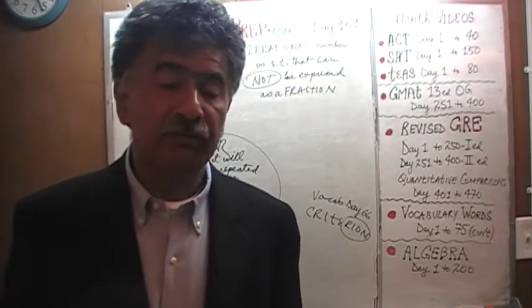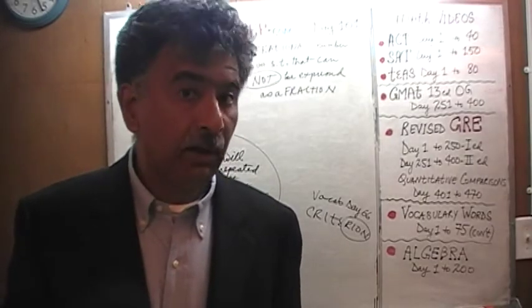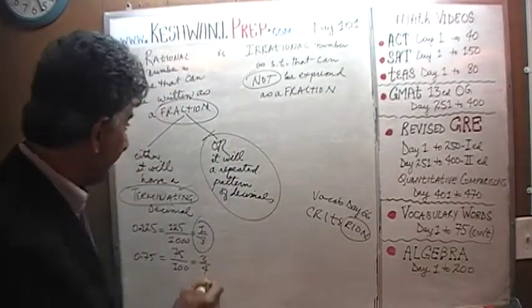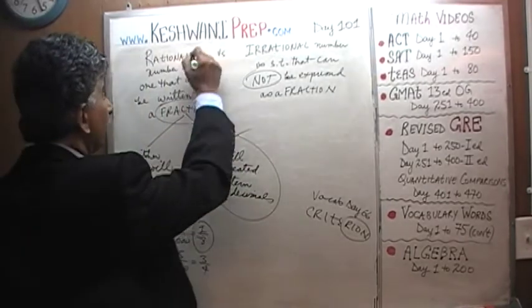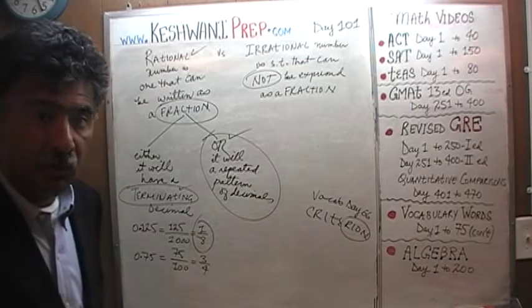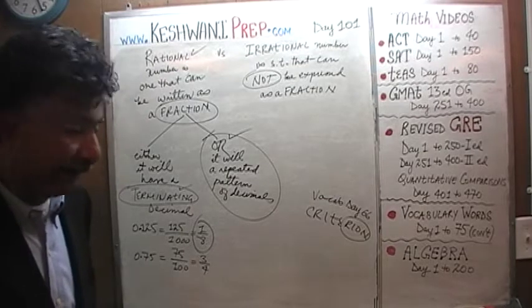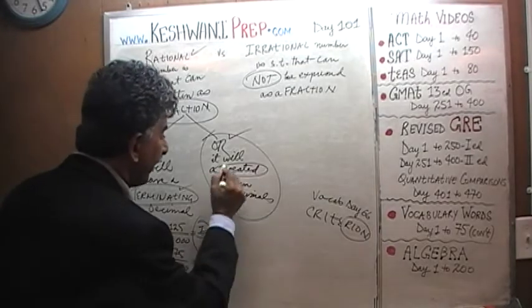On the other hand, we have situations where the decimal does not terminate. It can still be written as a fraction. That's the second scenario. It can still be written as a fraction, and therefore it is still a rational number, as long as, even though the decimal does not end, it has a repeated pattern of decimals.